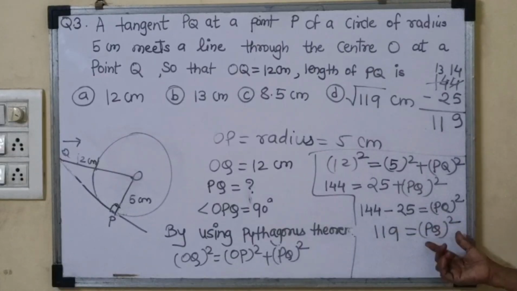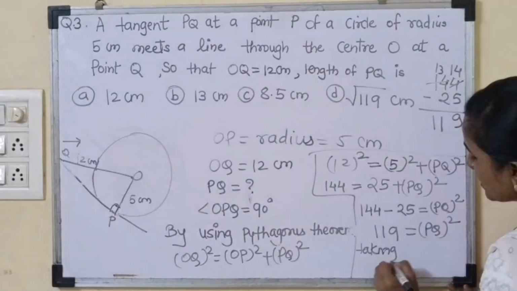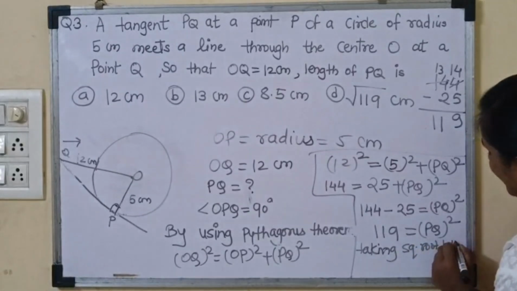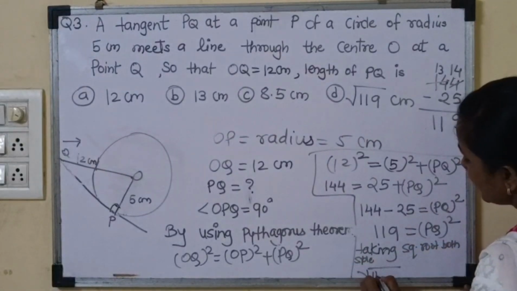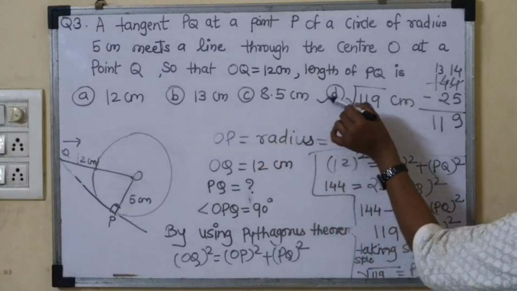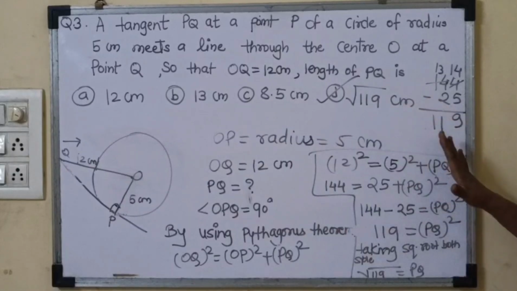But we don't write PQ square now, we want PQ. So taking square root on both sides, we get what? Square root of 119 is equal to PQ, and our answer is square root of 119 centimeter. Understand? Write down this one.